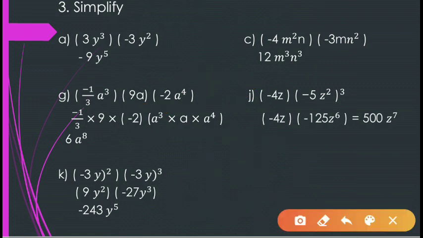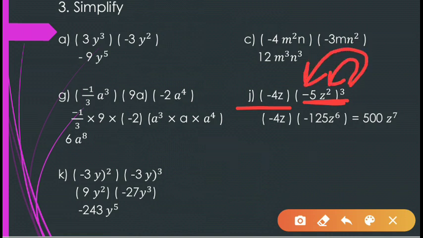Now the next question. Minus 4z will be as it is. Here it is given a whole cube. Whole cube means you have to cube minus 5 also, and you have to cube the z square also.